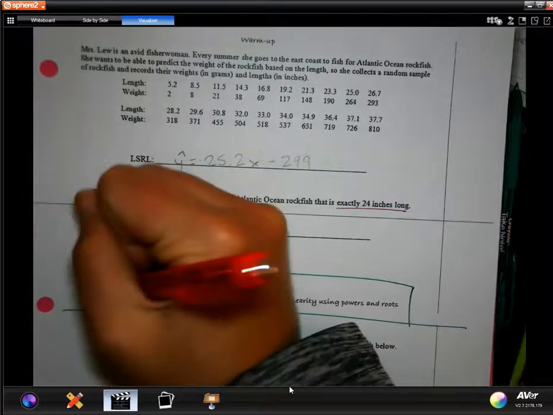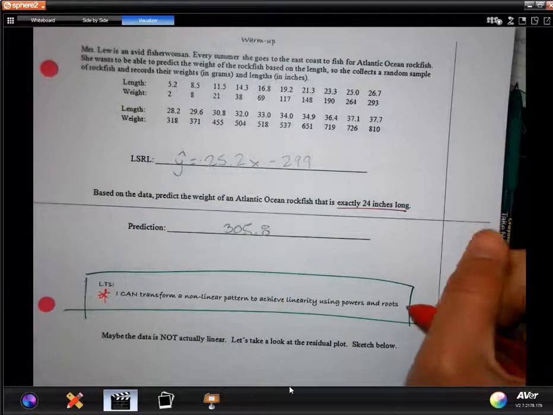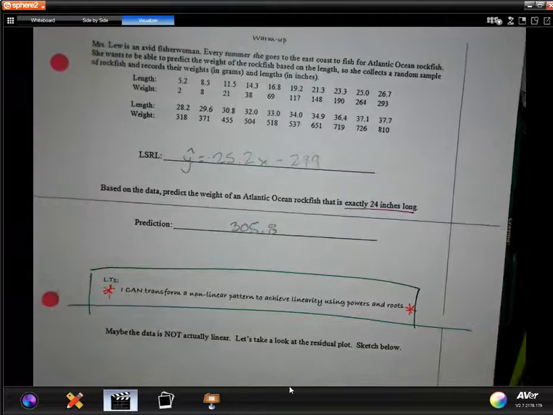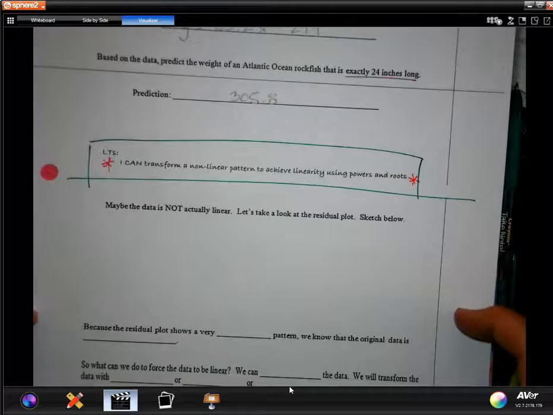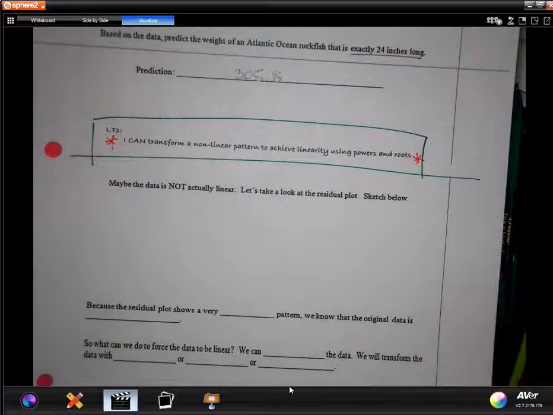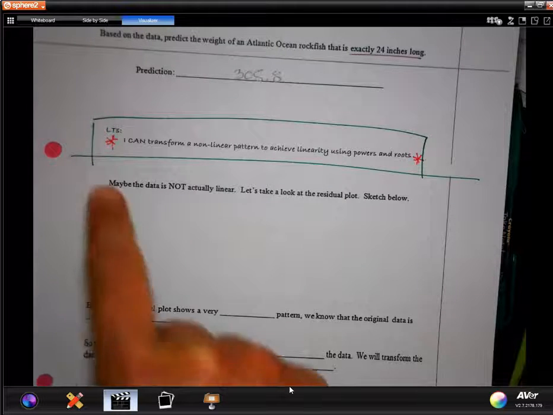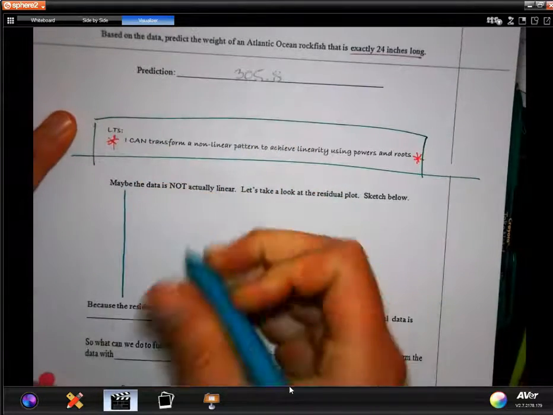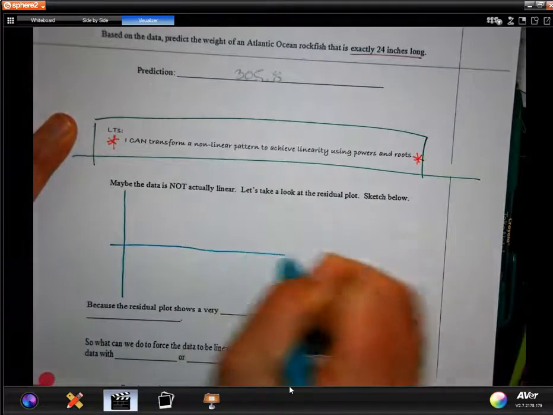I'm sorry. All right, so today we're going to learn how to transform data that is not linear to force it to be linear, so that we can run regression analysis on it. So maybe the data is not actually linear. I want you guys to make the residual plot and make a sketch of it here. You should remember how to make the residual plot.